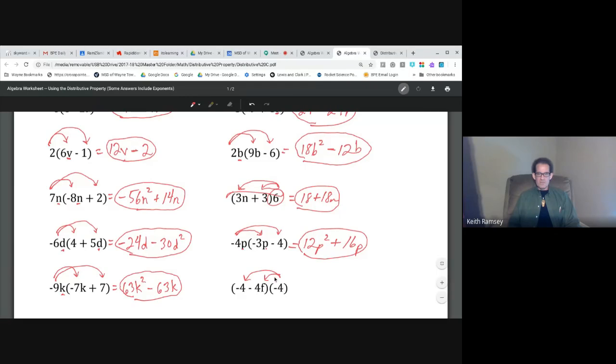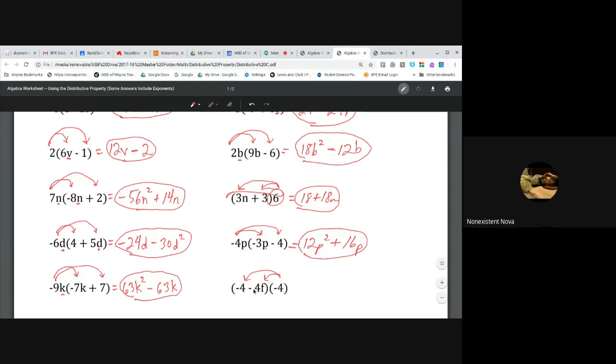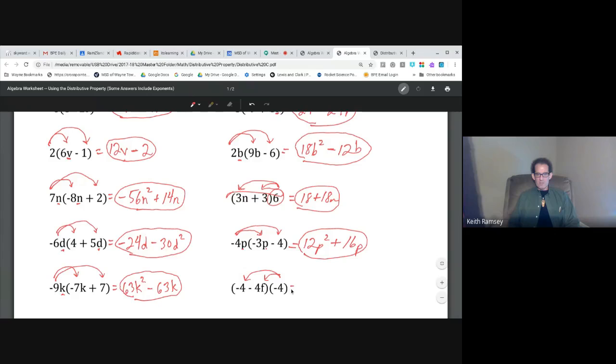It'd just be negative 4 times negative 4f. They're both negative, so I'm going to write positive 16. There's one f here, so I'm going to write positive 16f. And I have this negative 4 times another negative 4. That's plus 16. That one doesn't have an f over here. So this is simplified because one has an f and the other one doesn't. That's as far as you can take it.